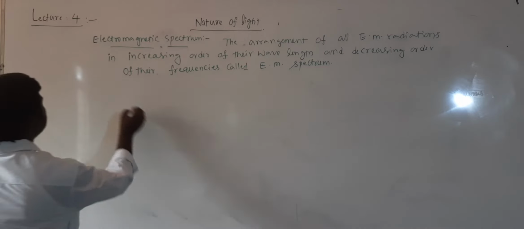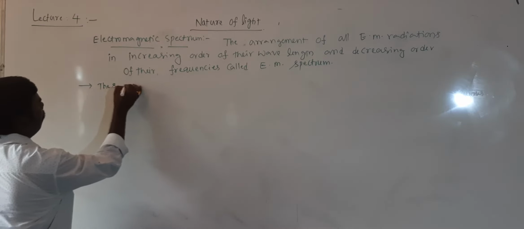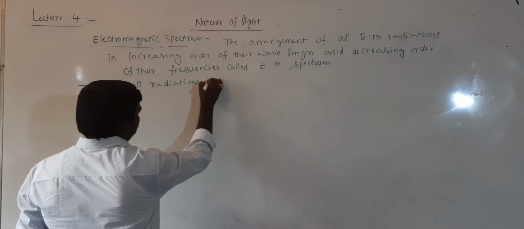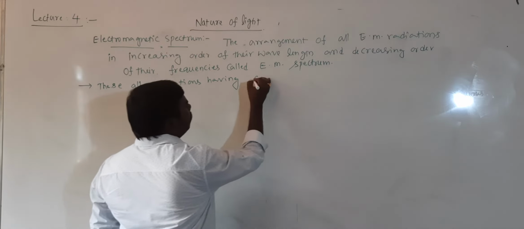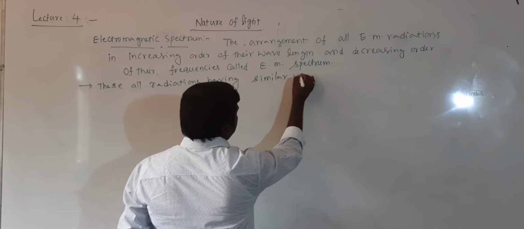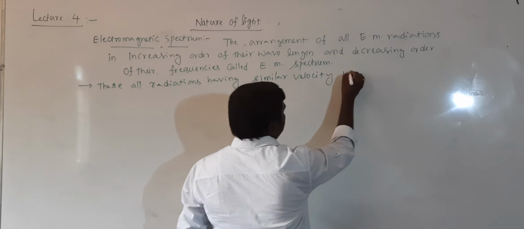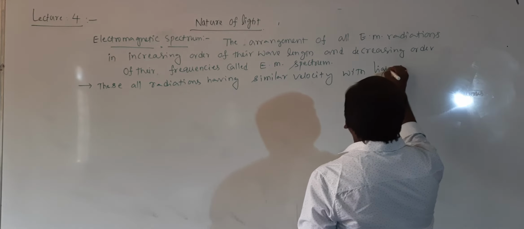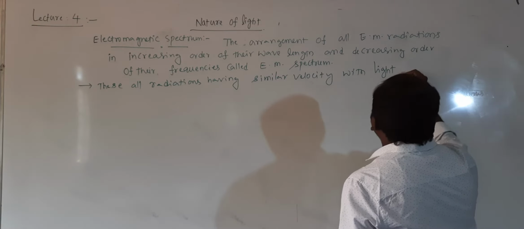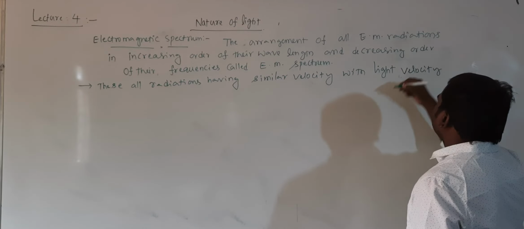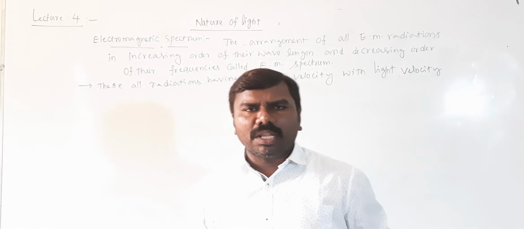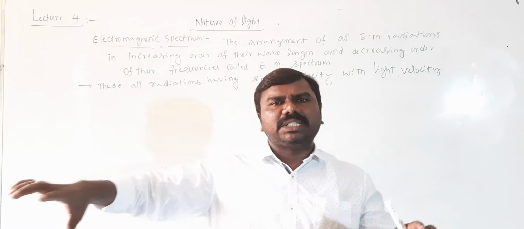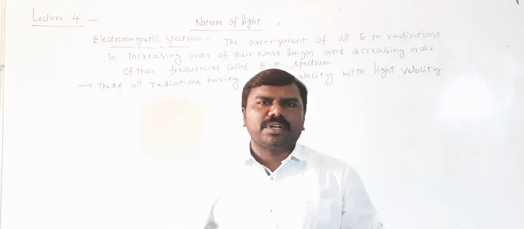All these radiations have a similar velocity, equal to the light velocity. It means the velocity of light is equal to the velocity of all electromagnetic radiations. So I will draw the spectrum. It is already given to remember, so I will just draw it.